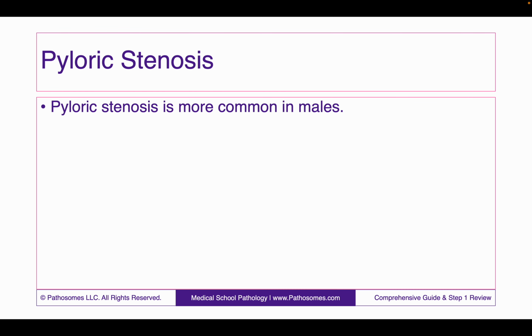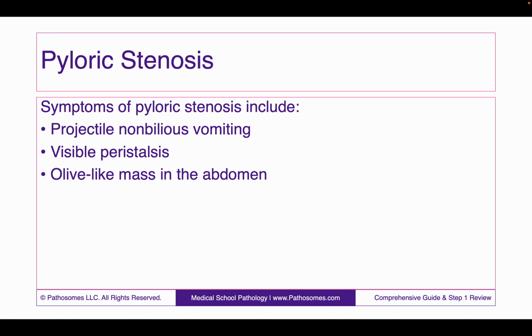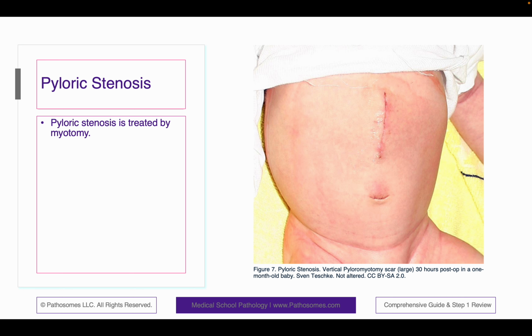Pyloric stenosis is more common in males, and it usually presents 2 weeks after birth. Symptoms of pyloric stenosis include projectile non-bilious vomiting. You must know that. You'll see it. Also, visible peristalsis and buzzword olive-like mass in the abdomen. Pyloric stenosis is treated by myotomy, as you can see here, right?